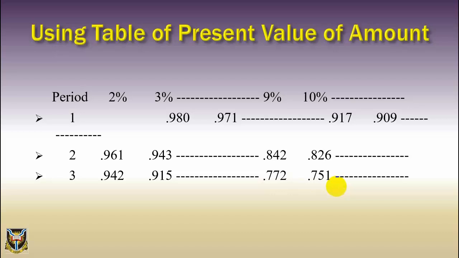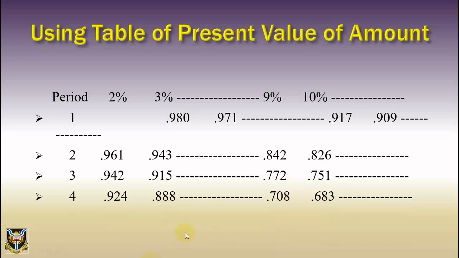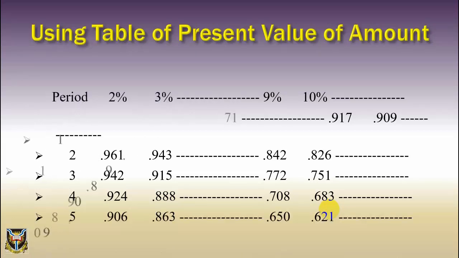Period 4: 0.924, 0.888, 0.708, 0.683. Period 5: 0.906, 0.863, 0.650, 0.621.